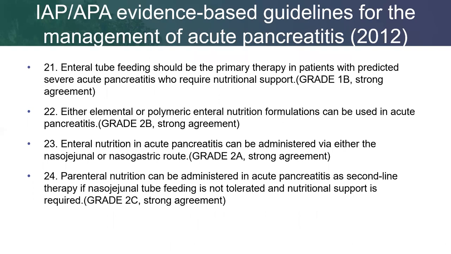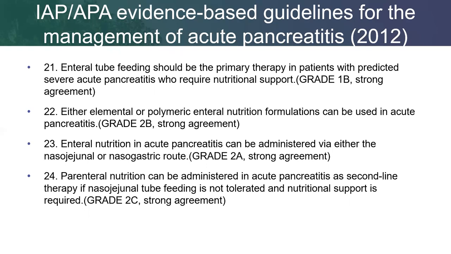So moving into pancreatitis. This is a really nice overview of evidence-based guidelines for management of acute pancreatitis from a nutrition standpoint. So we know that enteral tube feeding should be primary therapy in patients with predicted severe acute pancreatitis. The data is very strong in this area. There's more and more coming out. This is from 2012, and I can tell you there's a lot of other stuff that's come out since then. But we know enteral nutrition is very protective in these severe acute pancreatitis patients.